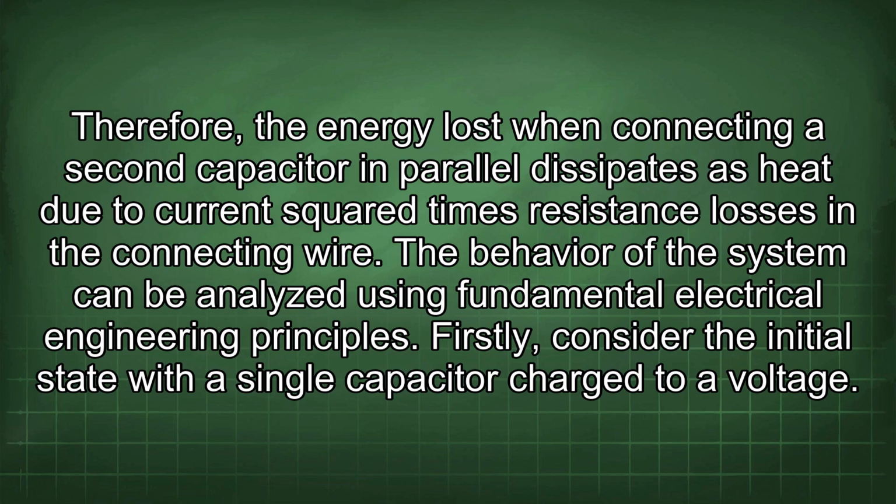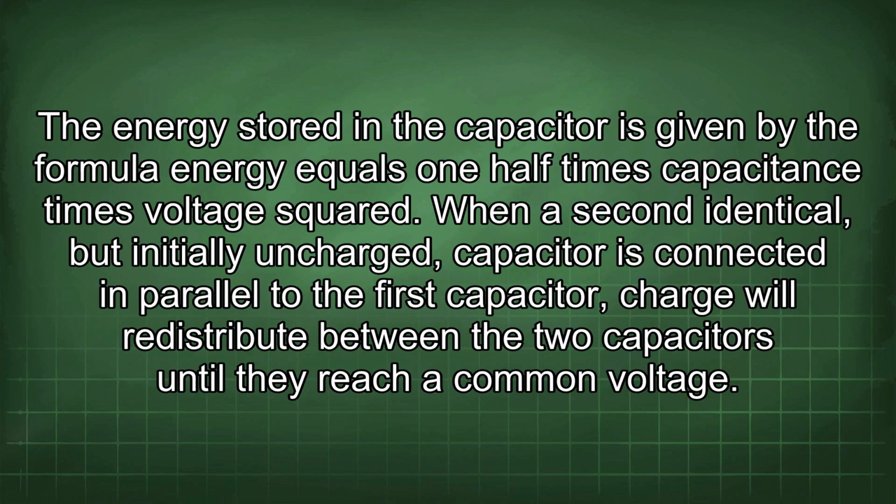The behavior of the system can be analyzed using fundamental electrical engineering principles. Firstly, consider the initial state with a single capacitor charged to a voltage. The energy stored in the capacitor is given by the formula energy equals 1/2 times capacitance times voltage squared. When a second identical but initially uncharged capacitor is connected in parallel to the first capacitor, charge will redistribute between the two capacitors until they reach a common voltage.